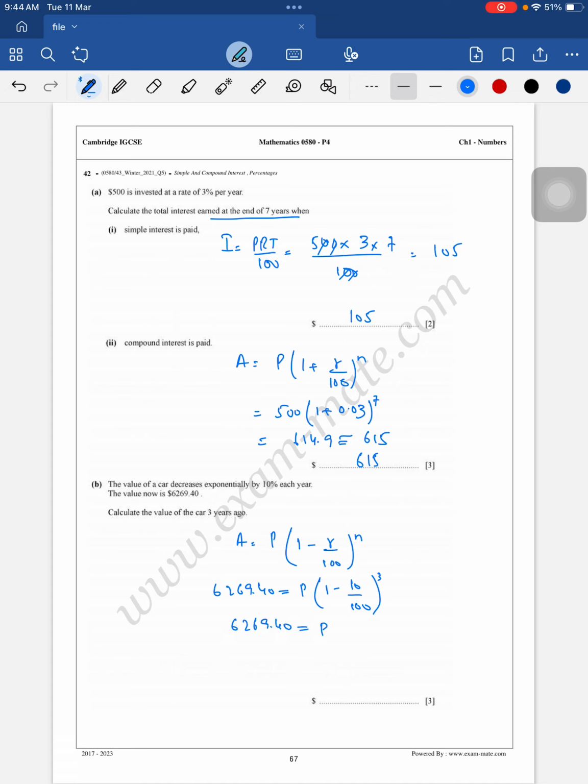So 6269.40 is equal to principal times 1 minus 10 upon 100, which is 0.1, so 0.9 power 3, right? So the principal amount is 6269.40 upon 0.9 power 3. Clear? So let's see what's the answer. 6269.40 divided by 0.9 power 3 is $8,600.